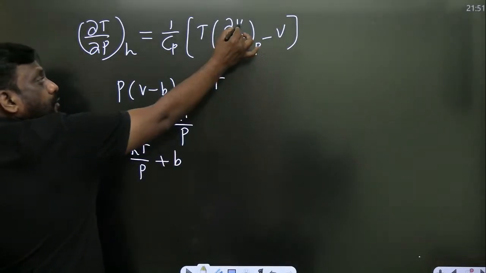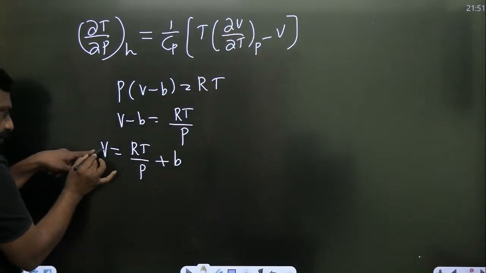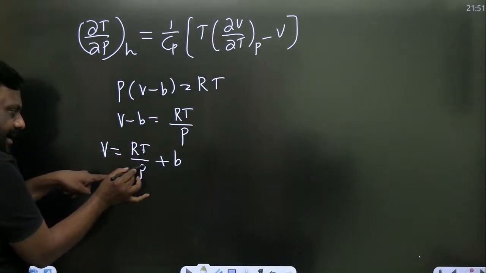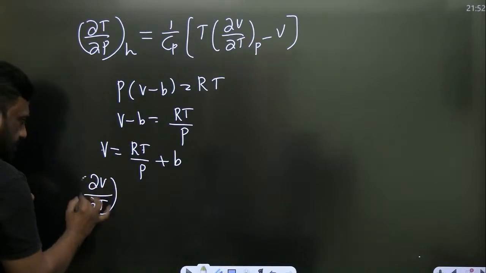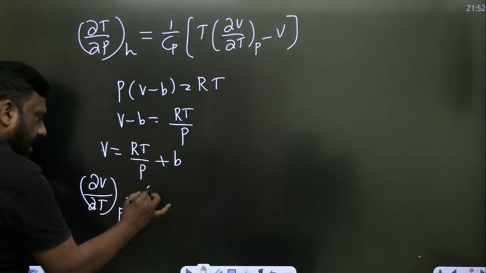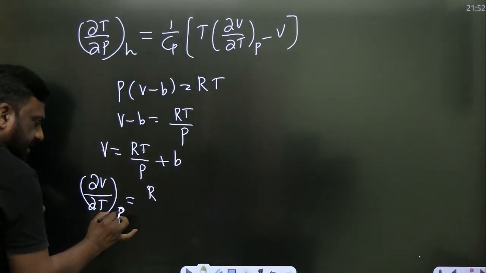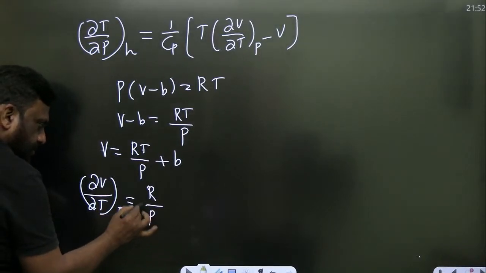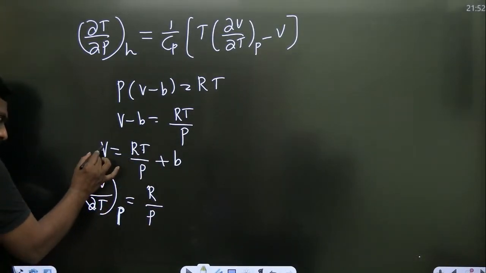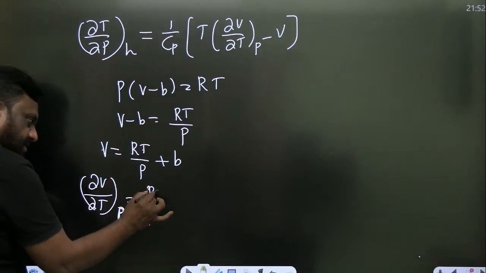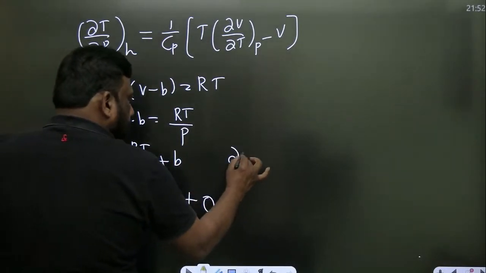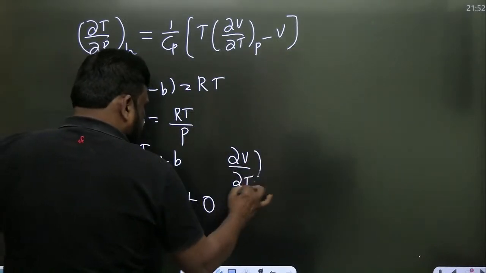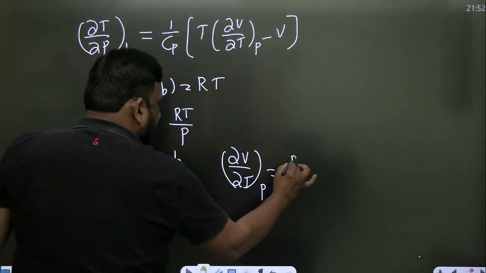Let us calculate dou V by dou T at constant P. You differentiate V with respect to T by keeping pressure constant. तो dou V by dou T at constant pressure. तो क्या होगा? R is constant. You are evaluating at constant pressure, तो P is also constant. What is the differentiation of T? You are differentiating V with T. T का differentiation क्या है? 1 है. And B is constant तो 0 होगा. तो dou V by dou T at constant P is equal to R by P.